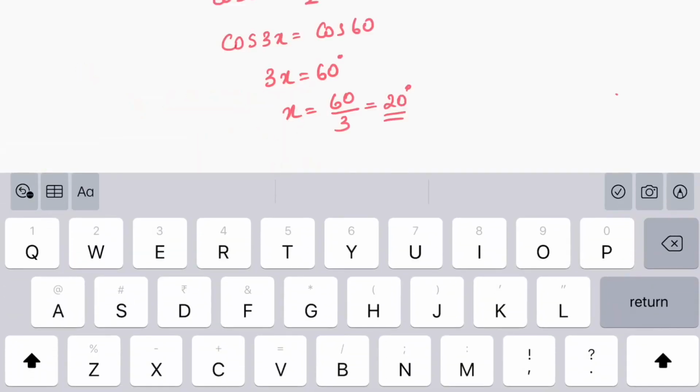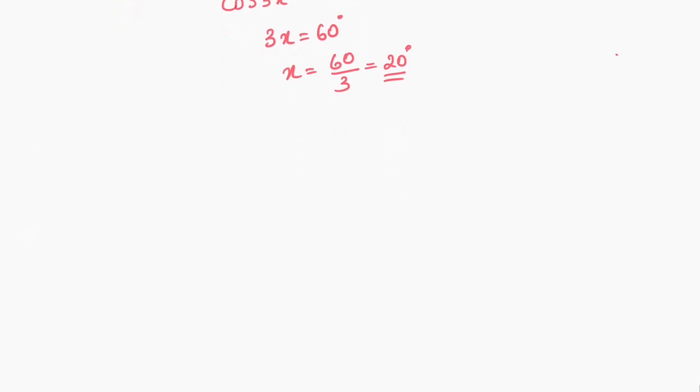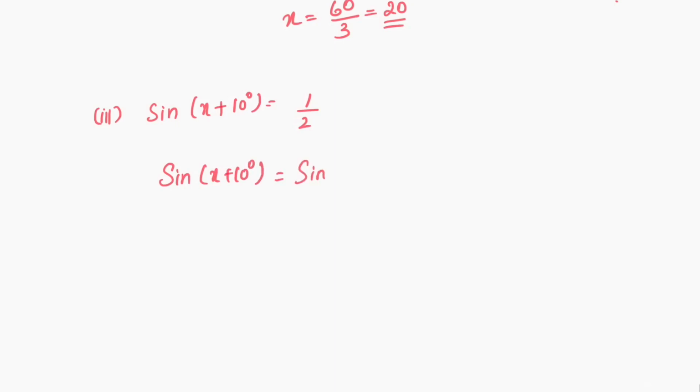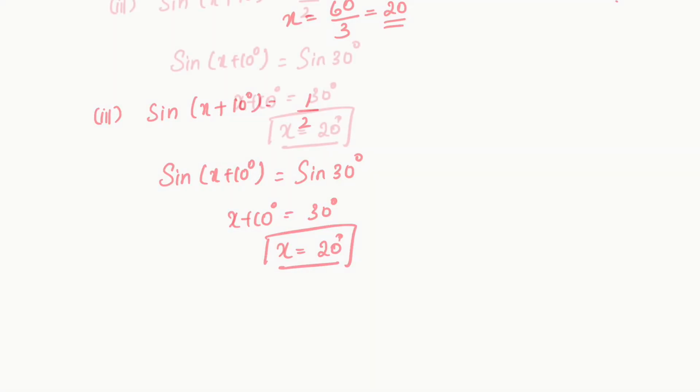Okay. So now let me do random questions from this main. Let me do the third question. Third sub question. Sine of x plus 10 degree equals to 1 by 2. This can be written as sine of x plus 10 degree equals to sine 30. X plus 10 degree equals to 30 degree. X equals to 30 minus 10, 20 degree.